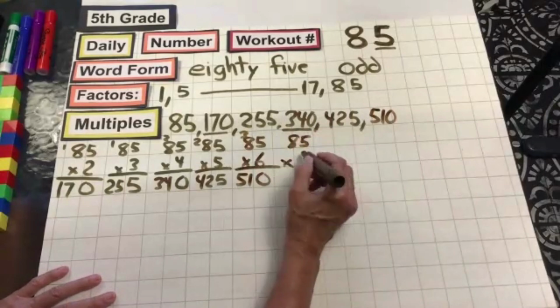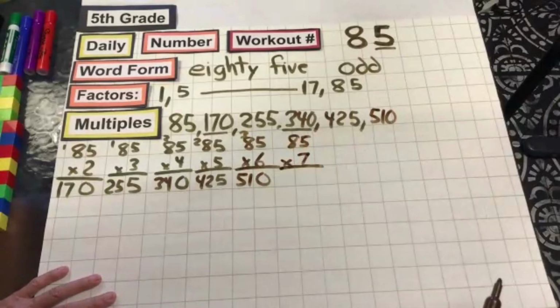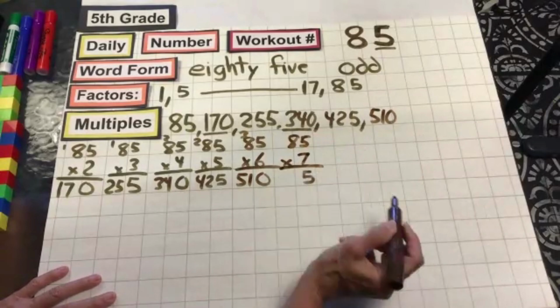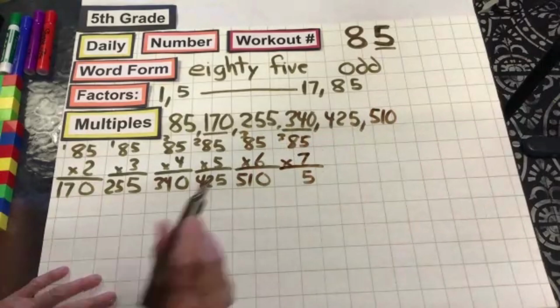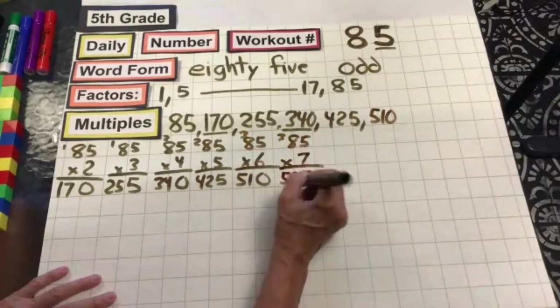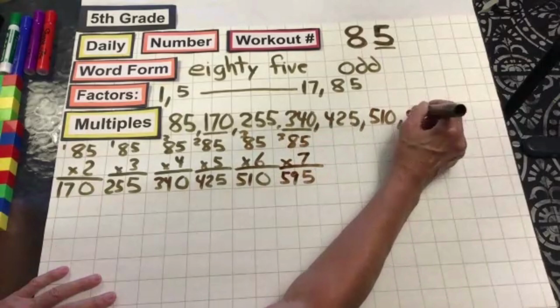All right, so here we go. 7 85s. 7 times 5 is 35. We drop the 5 and carry the 3. 7 times 8 is 56, plus 3 is 59. So we have 595.